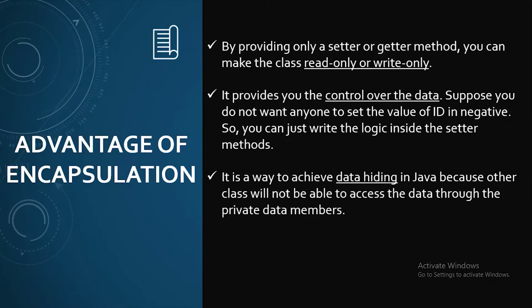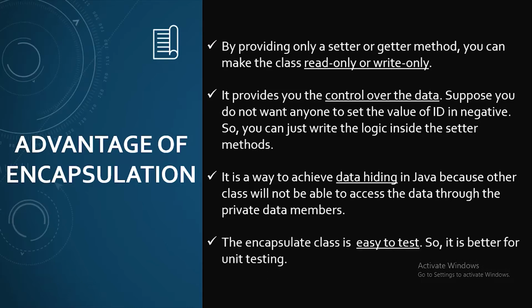Number three is data hiding, which, as we all know, is the main work of encapsulation: hiding data and making it secure. It is a way of achieving data hiding in Java because other classes will not be able to access the data members through the private data members. Like if you make a class private, no one will be able to use that class without using getter and setter. And the last is easy to test. The encapsulated class is easy to test, so it's better for unit testing.